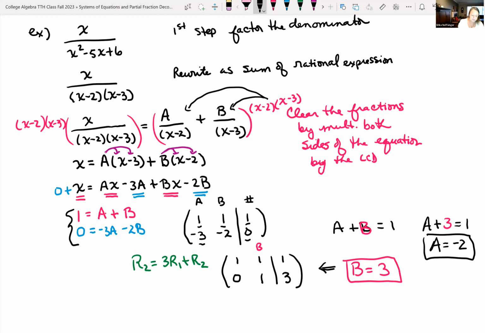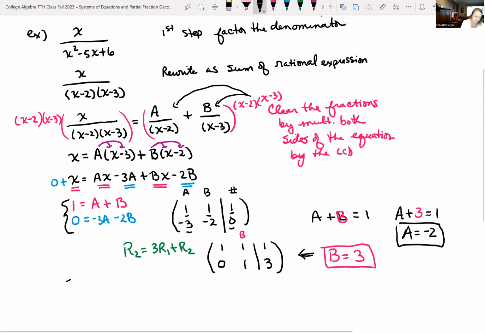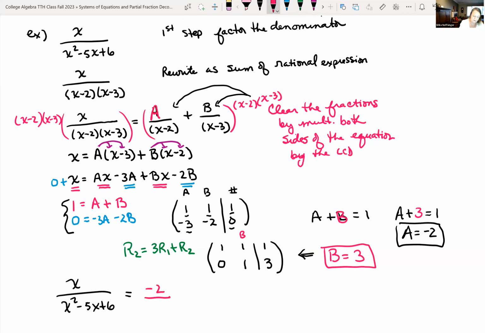So we just manipulated this fraction, x all over x squared minus 5x plus 6, as the sum of A, where A here was -2, all over the factor of x minus 2, plus my B, but we found B was 3, all over x minus 3.